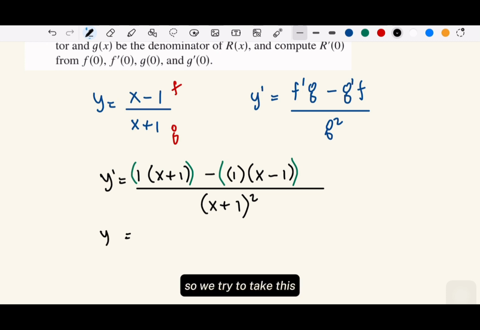So we try to take this. So this is x plus 1 minus x minus 1. So x minus x is 0. So 1 minus minus 1 is 2. So it's 2 over x plus 1 and then squared.